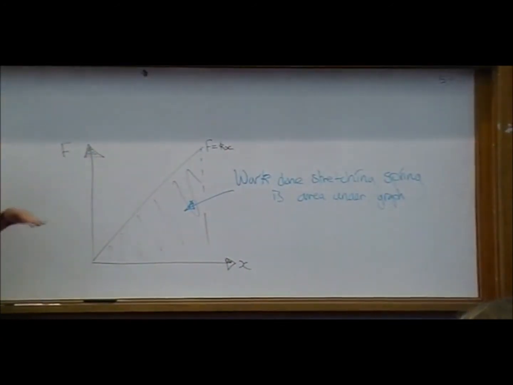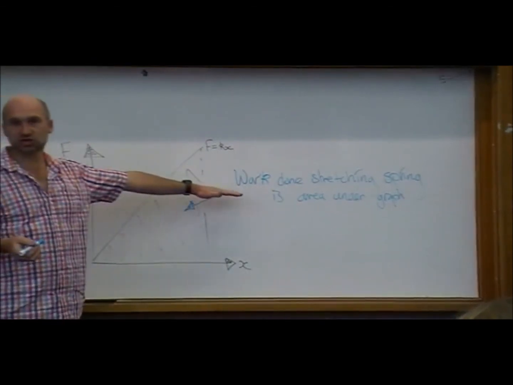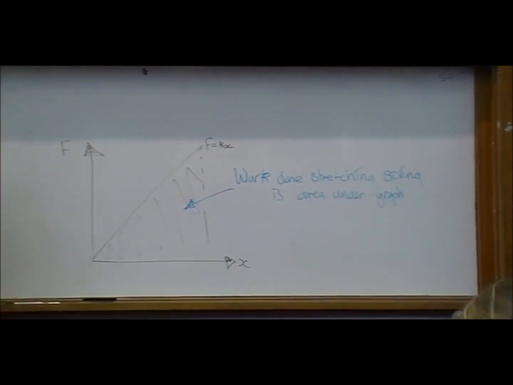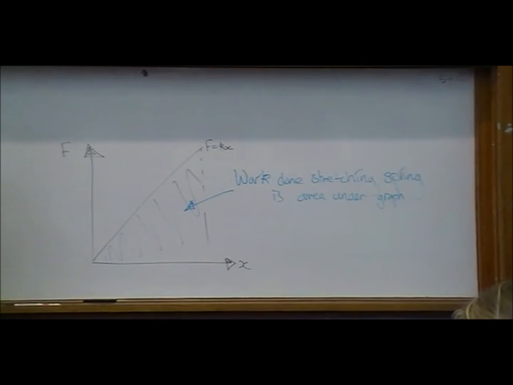If the force was constant, if it was just a straight line, then we could just do work equals force times distance. We get the same answer. But because it's an increasing force with an increasing distance, that's why we have to think about the area under the graph. And so, how do you calculate the area under the graph? What's the shape? Triangle.